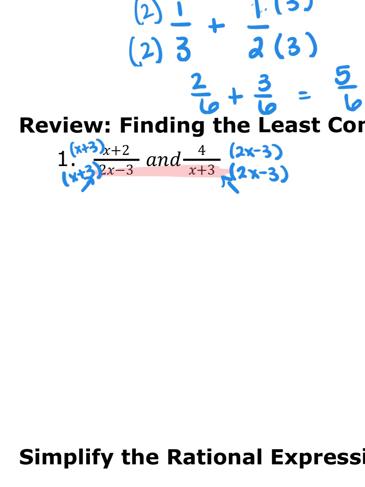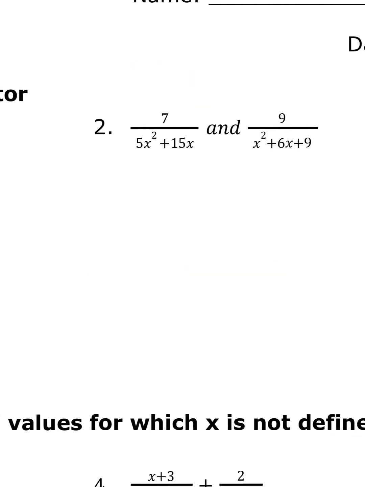So since all it's asking for in number 1 and 2 is the common denominator or the least common denominator, it's what would the bottom of the fraction look like? What do I need the bottom to look like? Well, I need it to look like x plus 3, 2x minus 3. That's what I need in the denominator of both of them so that I can combine these two fractions. So let's go ahead and look at number 2 here.